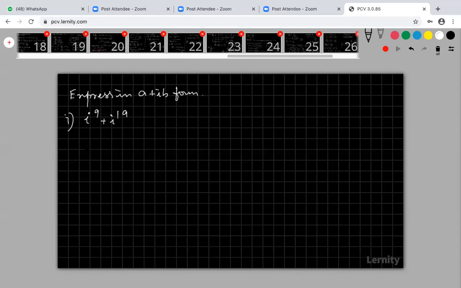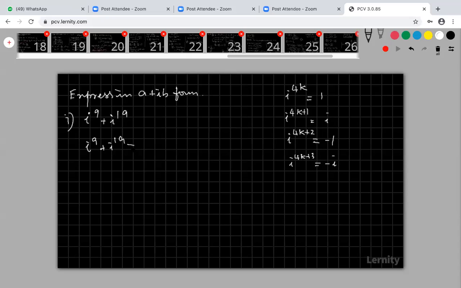I power 9, i power 19. I have already told that i power 4k is 1, where the power is a multiple of 4. I power 4k plus 1 is my i. I power 4k plus 2 is nothing but minus 1. I power 4k plus 3 is minus i.